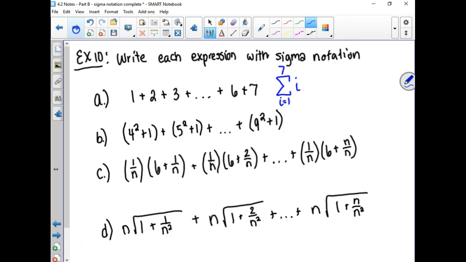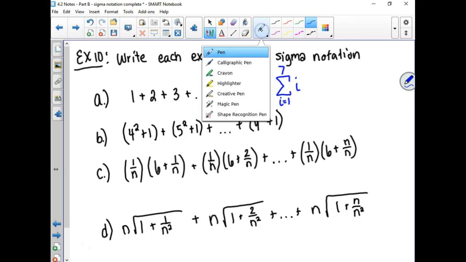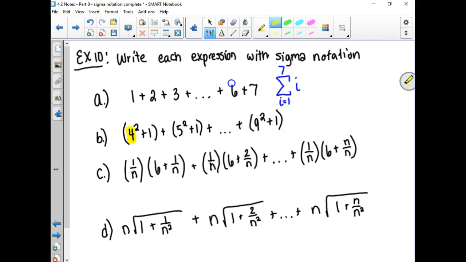All right, for B, what number do you see that is changing each time? The number that's squared, right? We've got 4, 5, all the way up to 9. So that's your variable. So let's use a different letter just because we can. Let's say we use a K. We've got K squared plus 1. And so you're doing the sum of K squared plus 1 from K equals, where do we start for this one? 4. And where do we end? 9.